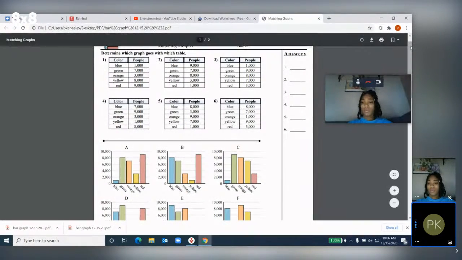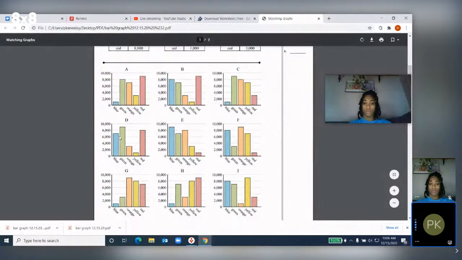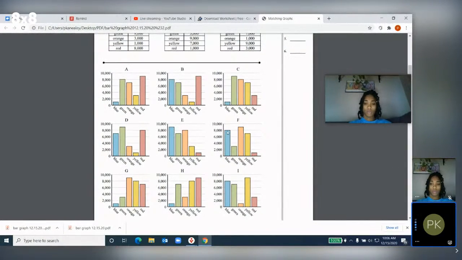Now let's look at 4, excuse me. So blue's 7,000. Let's find one where blue is 7,000. It's not A, it's not B. C we've already crossed out, okay. D, okay, we see D is 7,000. That's a good start. It's not E, we've already crossed that out. F is about 8,000. It's not F. We know it's not G. We know it's not H. And we know it's not I because I is 8,000. The only one that has 7,000 people is going to be graph D.